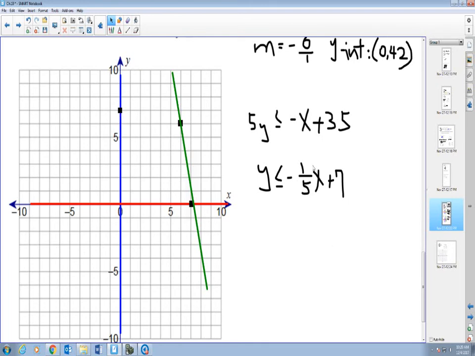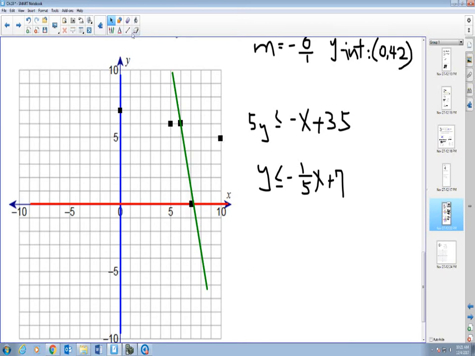Okay. Follow my slope. Down 1 to the right 5. Down 1 to the right 5. 1, 2, 3, 4, 5. Right there. Okay. Alright. Down 1 to the right 5. 1, 2, 3, 4, 5. Right there. Okay.